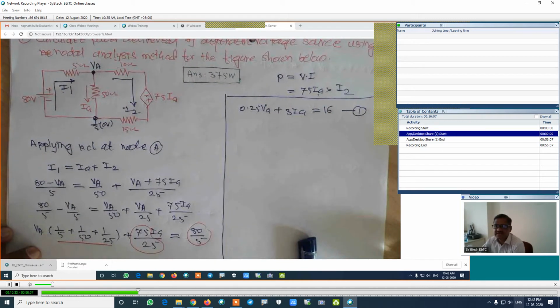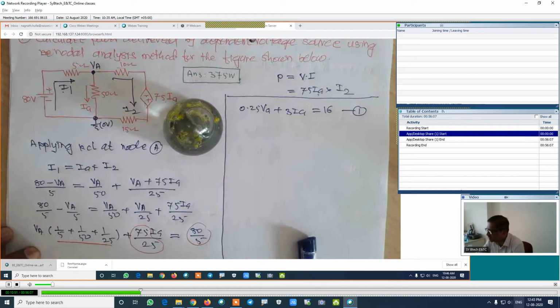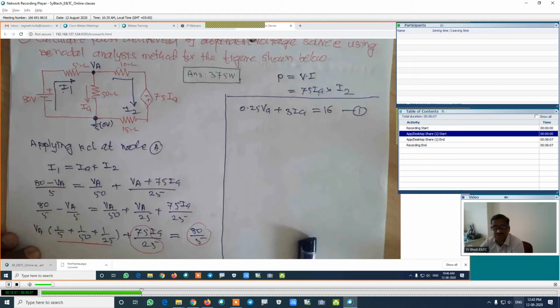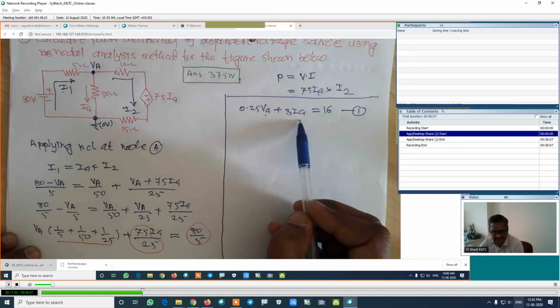Now, if a student has the answer, please reply. Yes, Ruchira. Correct. Okay, fine. Now we will proceed further. But here in this case, how many equations and how many unknowns do we have? We have one equation and two unknowns. One unknown is VA and another unknown is IA. Is it right?